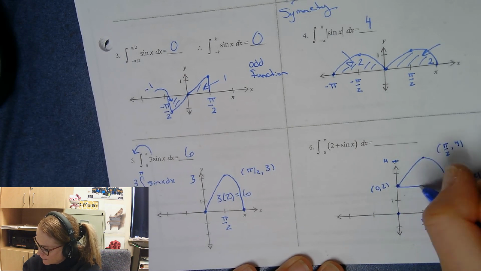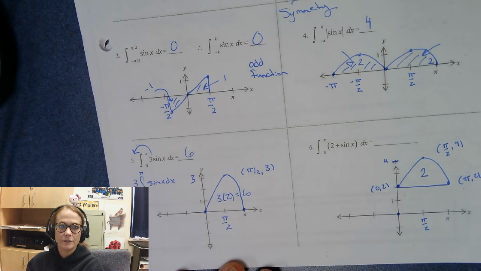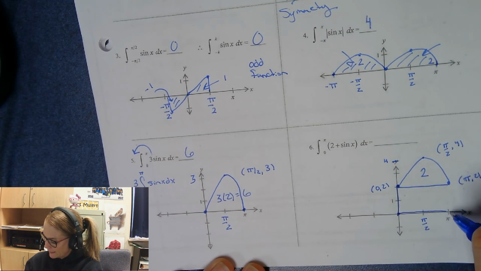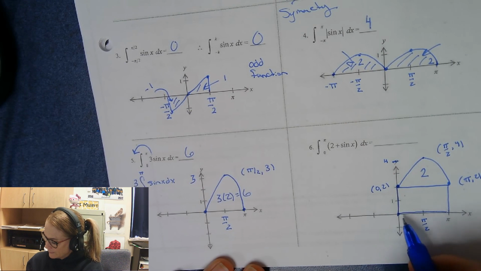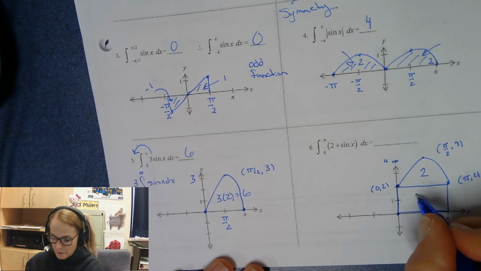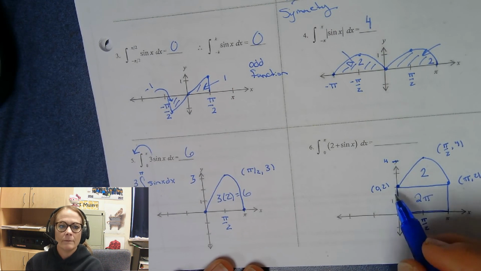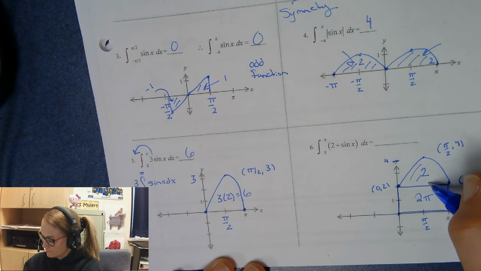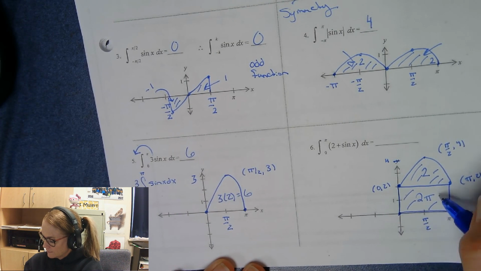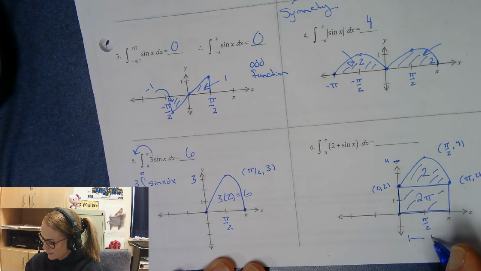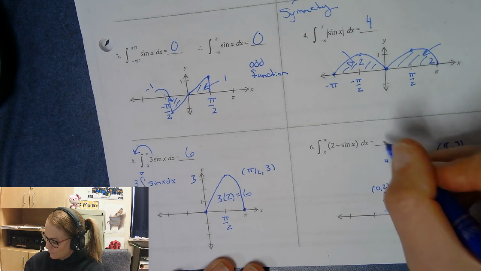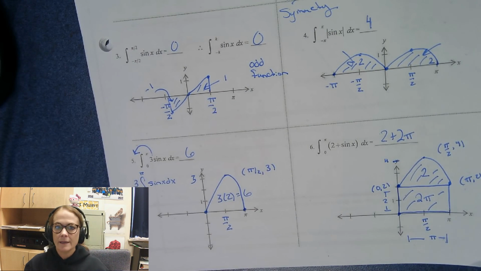All right, so this area right here is the given 2. And then we just have to assess this additional area, this gap here, and that is going to be a span of pi by 2, so pi multiplied by 2, or 2 pi. This was given, and this whole thing is pi and this whole thing is 2. So 2 plus 2 pi. Okay, so that's the first part.